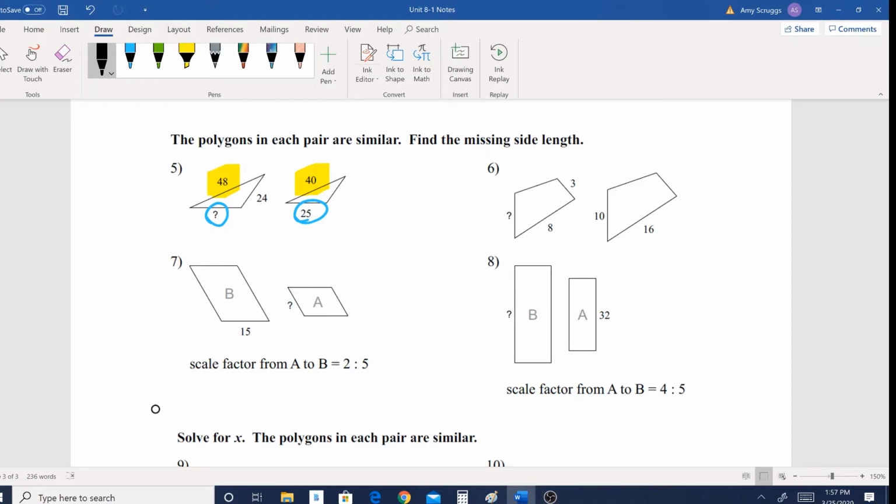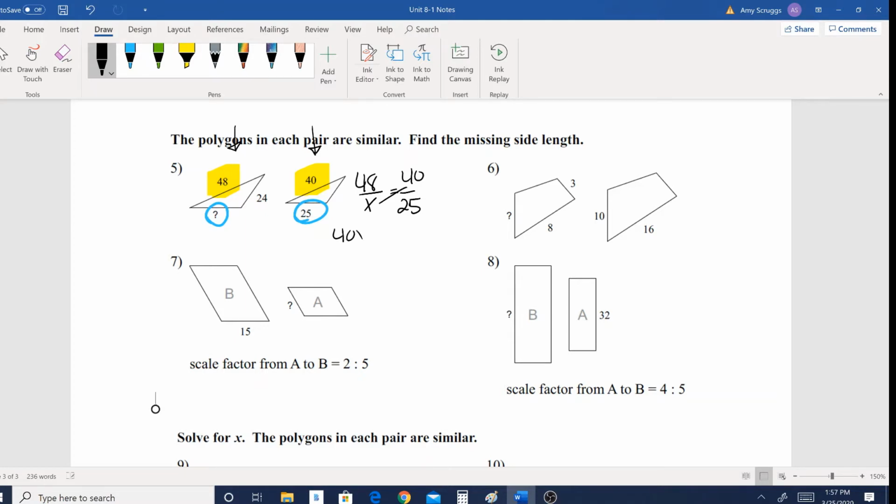And it really doesn't matter to me which way you do it, as long as, for example, if I start with the triangle on the left first, then on my second fraction, I need to make sure I put the triangle on the left first and the triangle on the right. So what I mean by this is, let's just say I do 48 over x. I've got to come over here and do 40 over 25, okay? So you just have to make sure you start with the correct one on both sides.